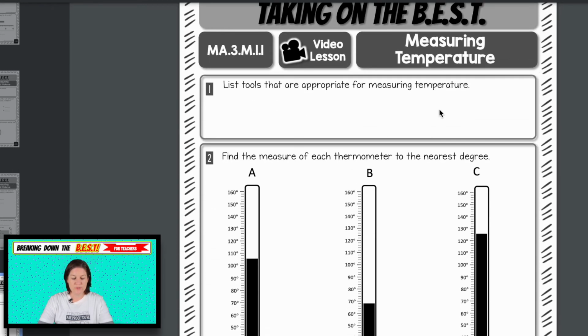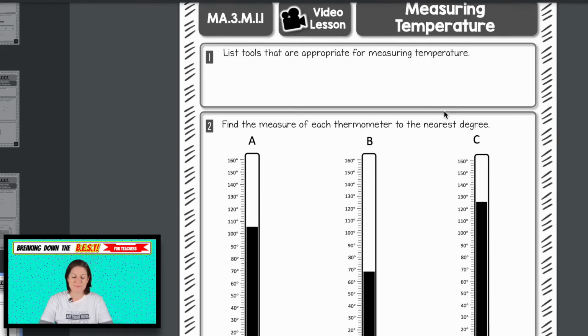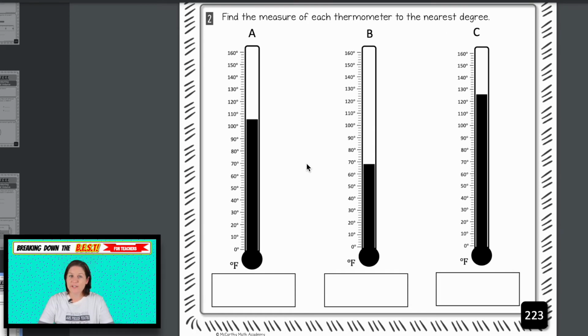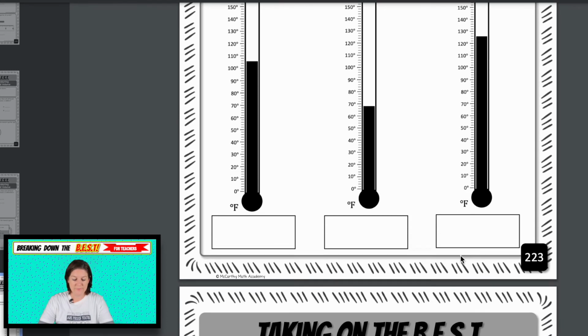The next part is to measure temperature. List the tools that are appropriate for measuring temperature. Most commonly, we'll be using thermometers, right? And I told you before that in taking on the B.E.S.T., we're utilizing degrees Fahrenheit, but to be prepared, degrees Celsius could pop up because there wasn't anything that explicitly said that we didn't cover degrees Celsius, so make sure you do that.